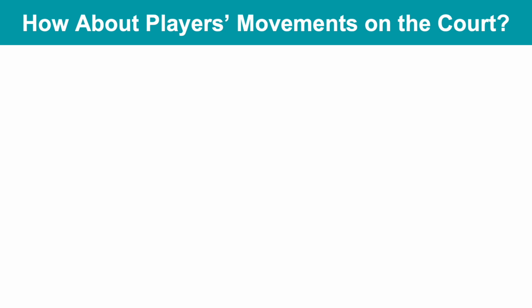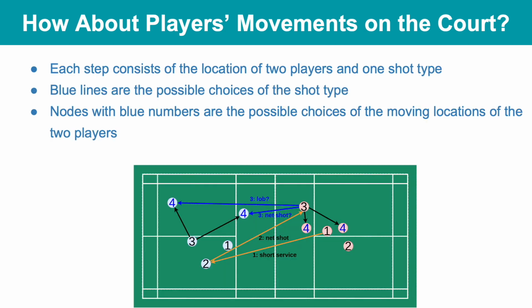However, in badminton, as a fast-paced sport, in addition to returning strokes, players' movements on the court are also a critical factor of simulating tactics, which hasn't been addressed in prior works. We name this task movement forecasting. As an example in the slide, each step consists of the locations of two players and a shot type.